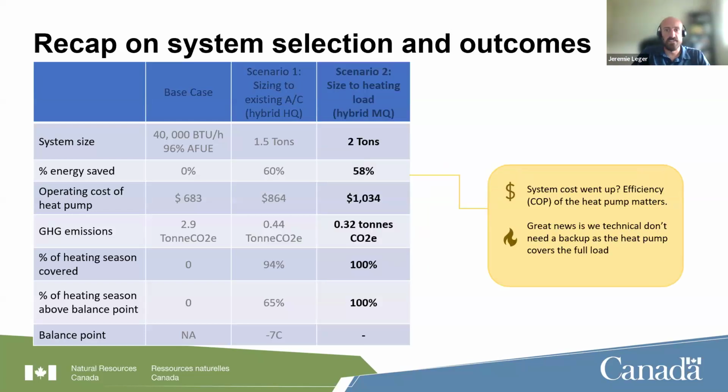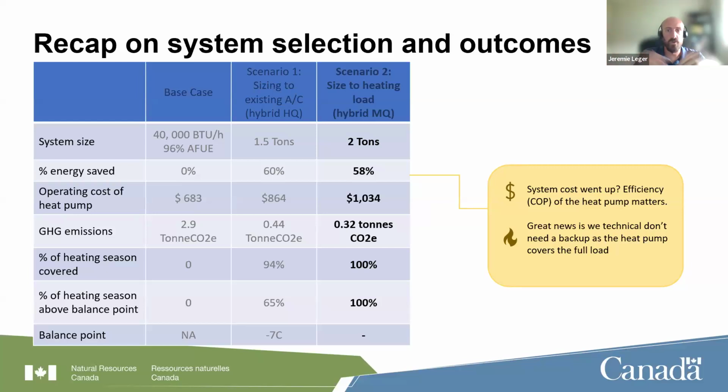If we look at a second scenario, and we now size the system, so a hybrid system again, to the full load. So that's that first system that we looked at. In this case, it was a different system. The COPs are different. Ends up that the energy save is actually less, just because the COP was likely lower than that first system.